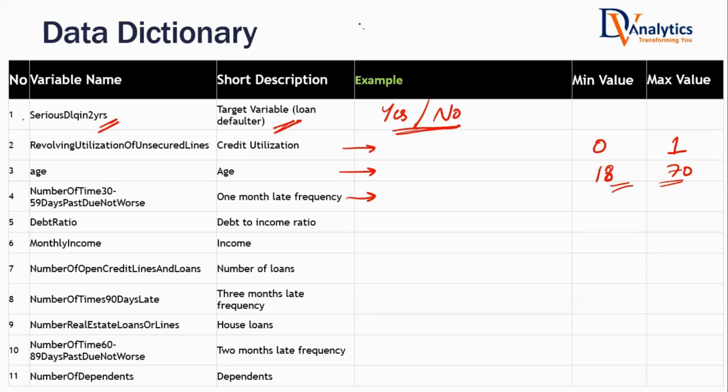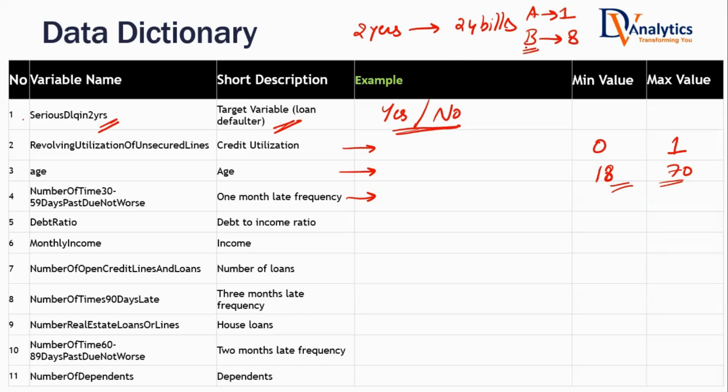The next one, this is 2 years worth of data. In 2 years, how many bills will be generated? 24. 24 bills are generated. Now this is the 1 month late frequency. How many times out of 24 has a customer paid late? Let's say customer A, out of 24, once he paid late. Customer B, out of 24 bills, around 8 times he paid late. Can you tell me who's risky? So B. Why is B risky?